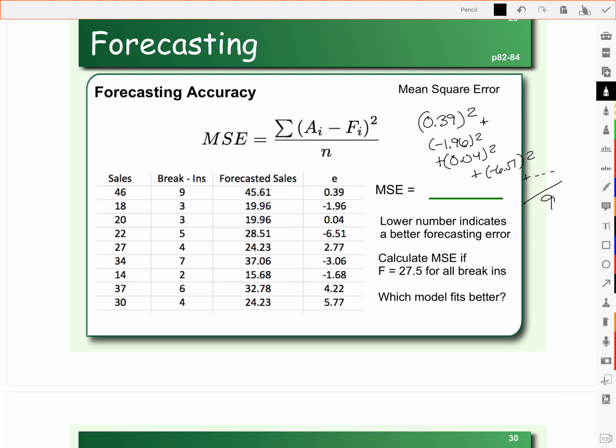With the mean square error, you're going to need to compare different forecasting methods. So again, associative model could be compared to the naive approach. The smaller mean square error is the better model.